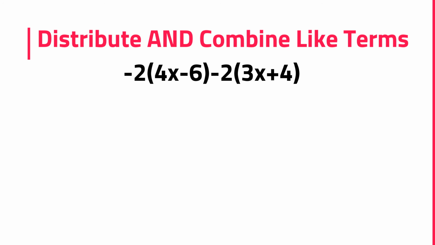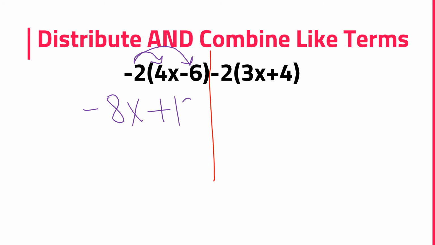Let's try one more, but this one has negatives in it, okay? So again, I'm going to think of it like two problems for a minute. First, I want to distribute: negative 2 times 4 is negative 8x. Negative 2 times negative 6 is positive 12. That positive is going to be very important. It's going to change things. Let's look at the right side. Hey, look, I got a negative 2 again times positive 3 and a negative 2 times positive 4. All right, I distributed. Now let's combine.